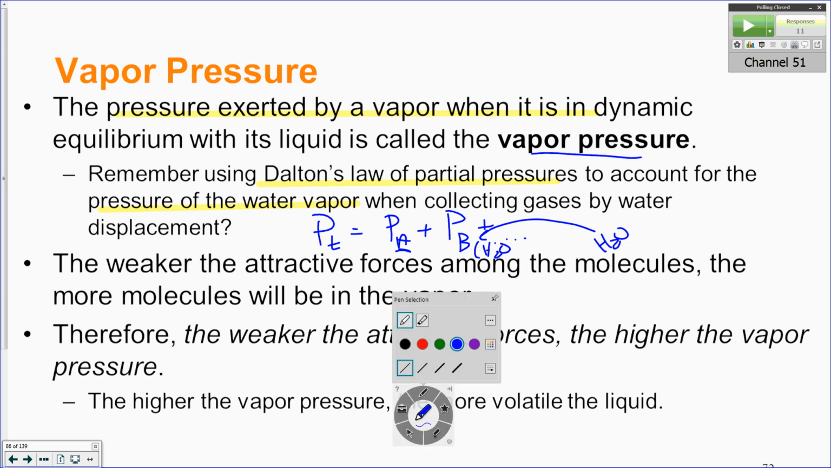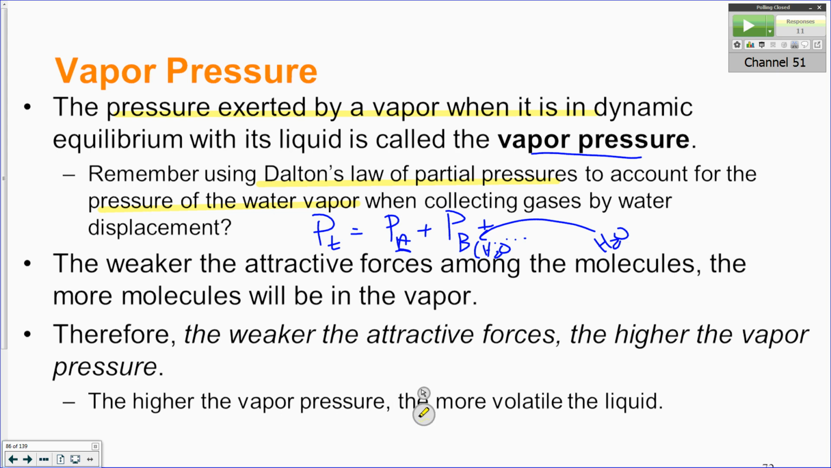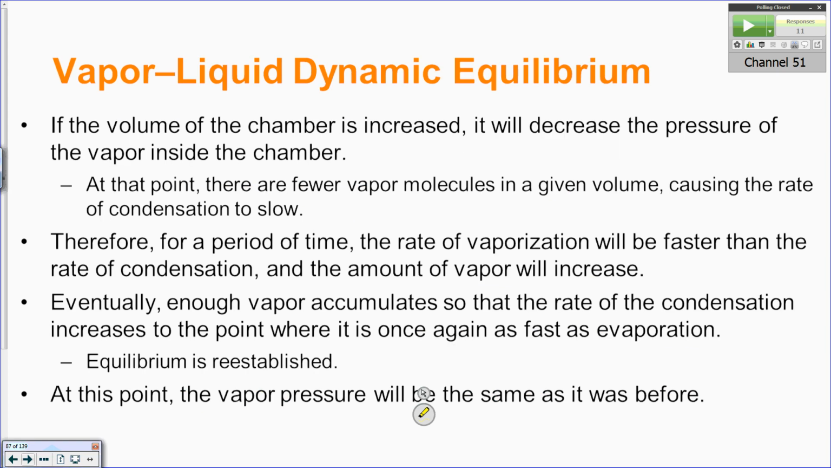With water, we have an exact table that we could apply and figure out what these are. When we start comparing to other solvents, the weaker the attractive forces for the molecule, the more molecules are going to be in the vapor state. So the weaker the attractive forces, the higher the vapor pressure is going to be for a substance. So the higher the vapor pressure, the more volatile that liquid is when we compare the volatility of substances.